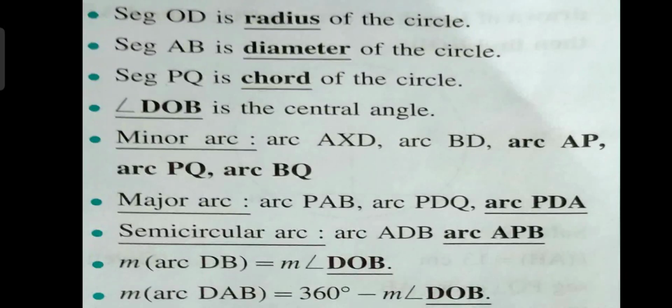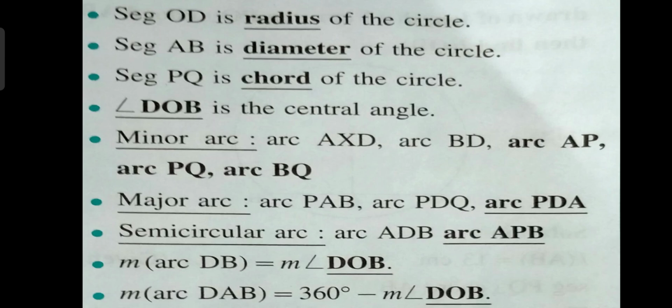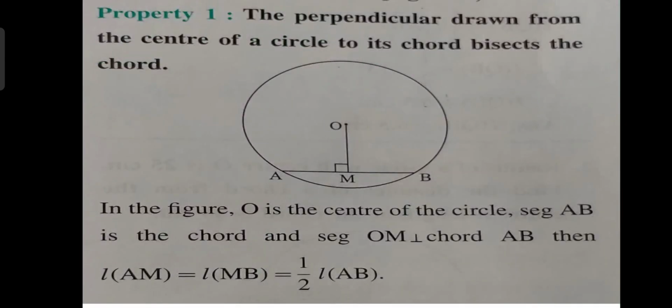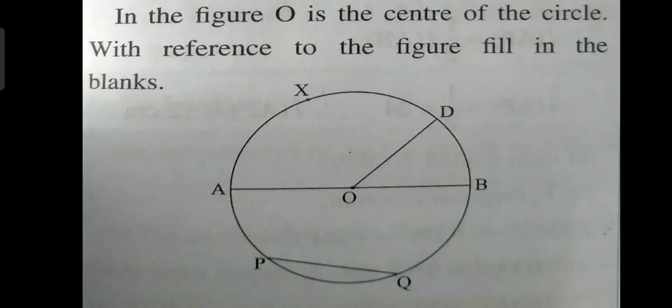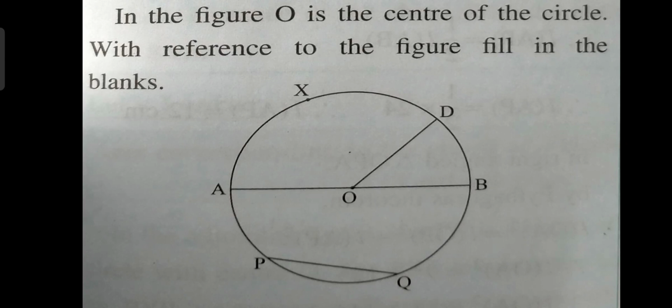What is segment PQ? PQ is touching the two sides of the circle, so that is the chord. So we'll write it down. Segment PQ is a chord of the circle. Dash is the central angle. So which is a central angle? Here an angle is being formed. You can see angle DOB. It is an angle that is formed at the center of the circle, so that is known as a central angle.